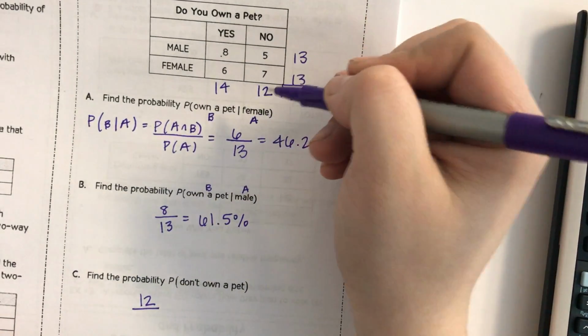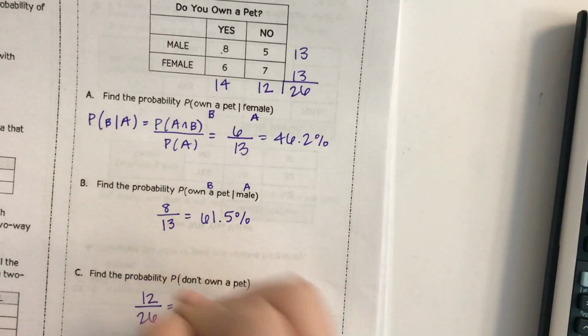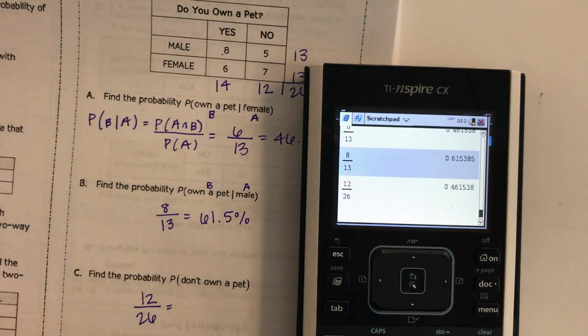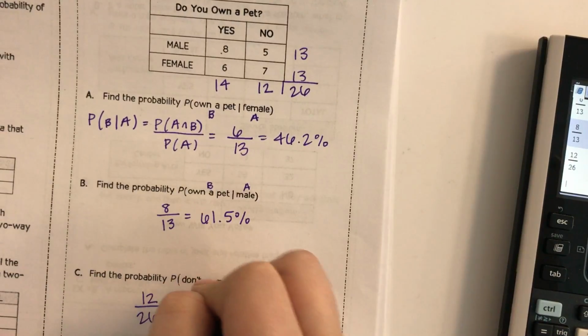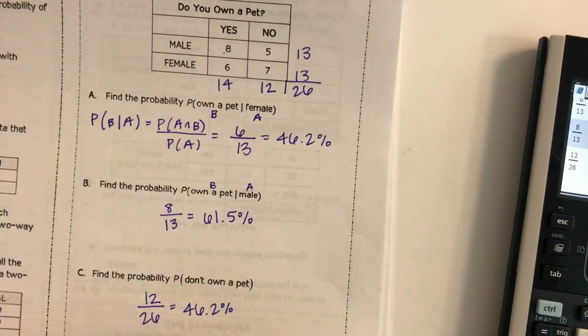12 people said no out of how many total people? 26. So 12 divided by 26, 46.2%. Interesting. Okay, so that's how you use a table to find conditional probability.